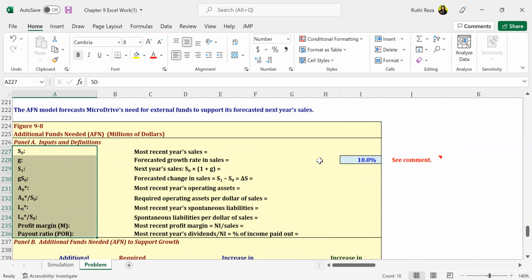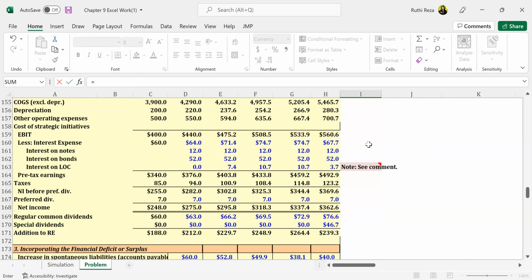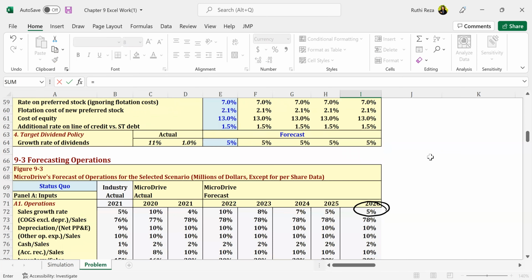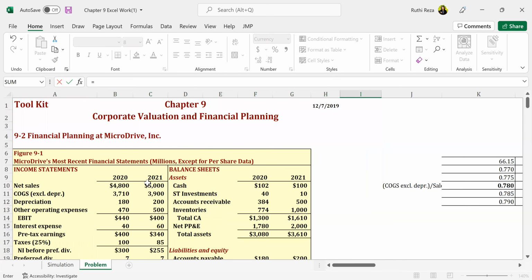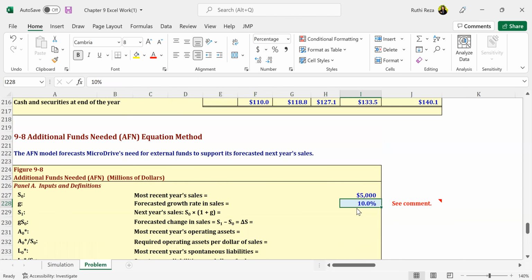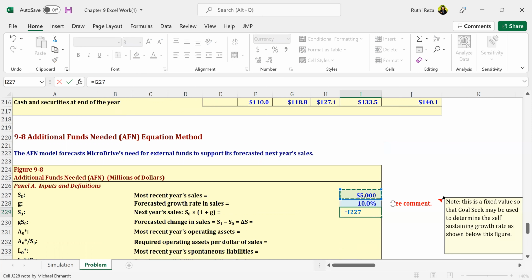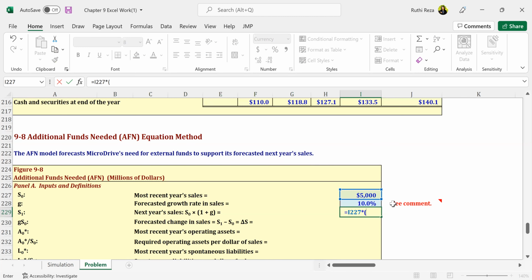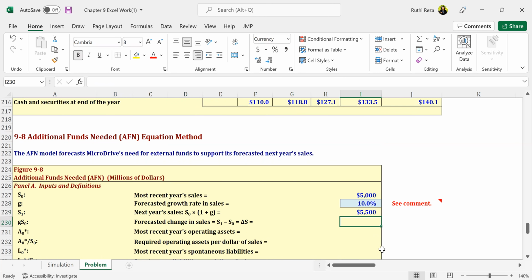First of all, sales for the most recent year. Next, sales for the next year. So remember our sales growth rate in the year 2022 was 10%. So we just applied the growth rate. Then the forecasted increase in sales is $500 million.